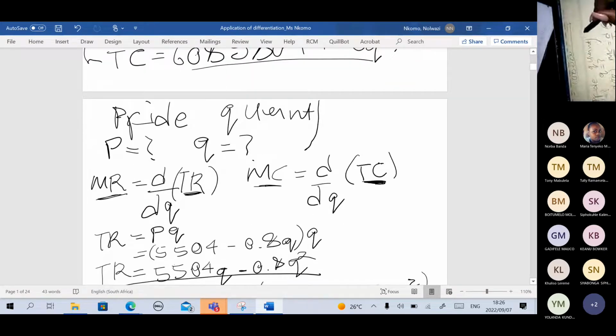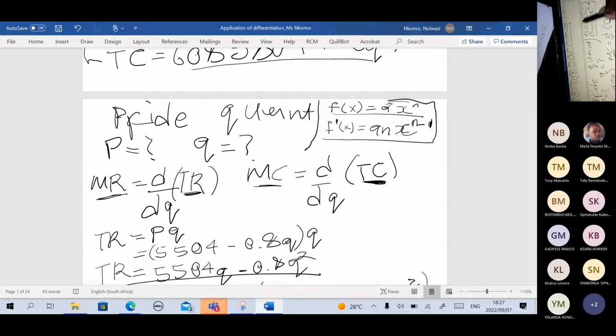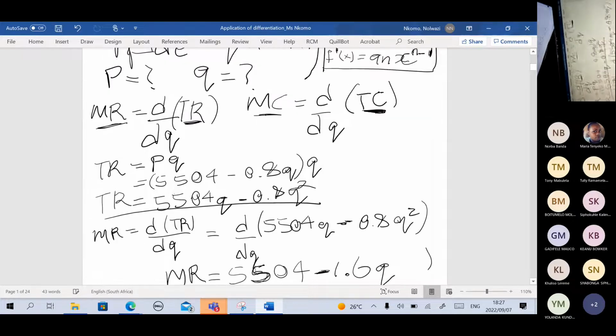Remember the differentiation rule. If we're given a function f(x) equal to ax to the power n, and we are asked to differentiate this function, meaning we want to find f prime of x, you take this power and multiply it by this coefficient, giving a n x to the power, then you subtract 1 from the power, so n minus 1. This would be the derivative of this function, and this is what we're doing here.